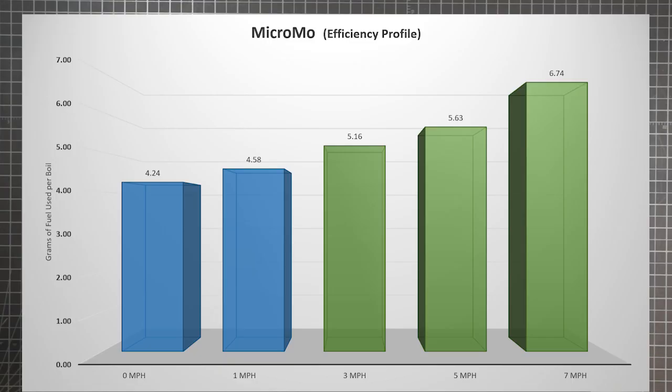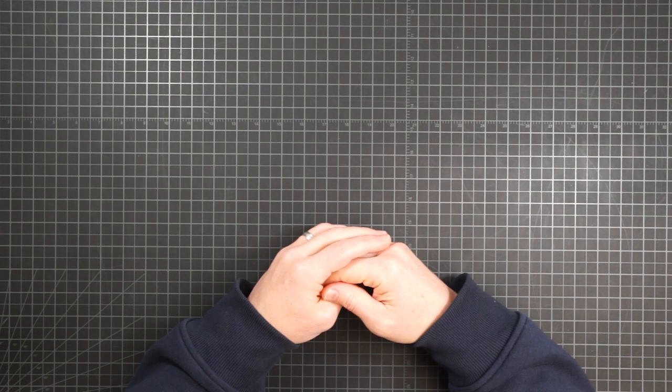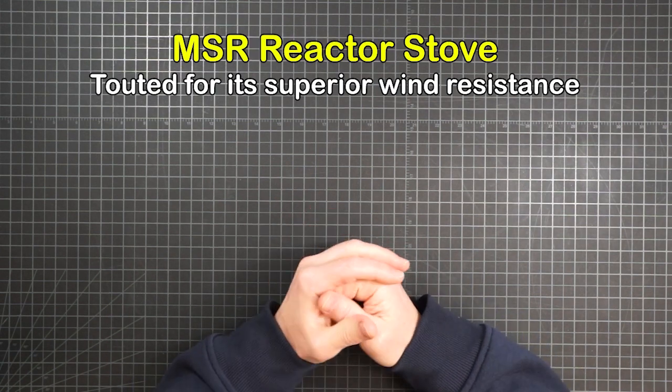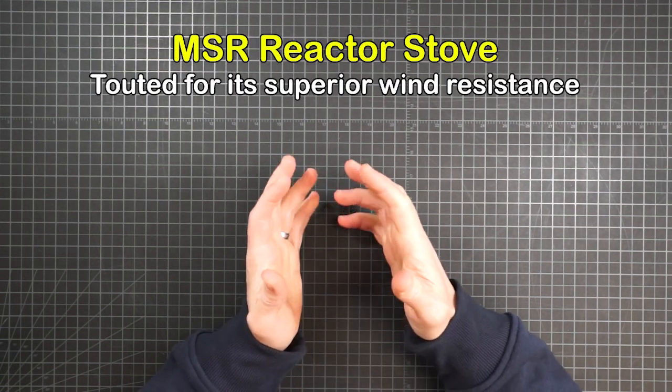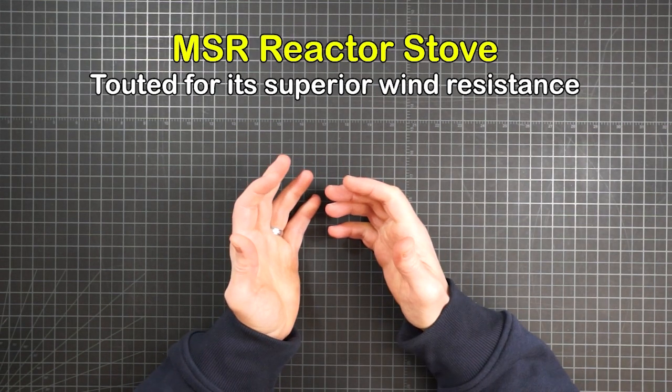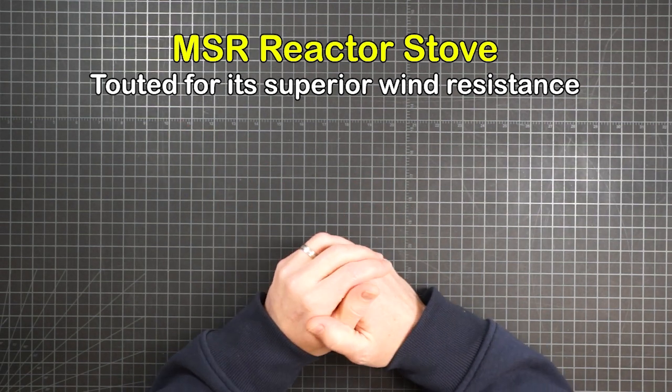So putting that together in an efficiency profile, you can see that at least in the range tested, you never need to go to high flame for optimum efficiency. And lastly, we have the MSR Reactor, a very different design from all the others, easily the heaviest, but also marketed as the wind-resistant champ.